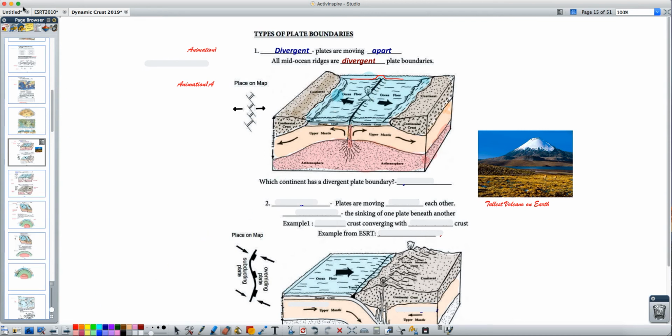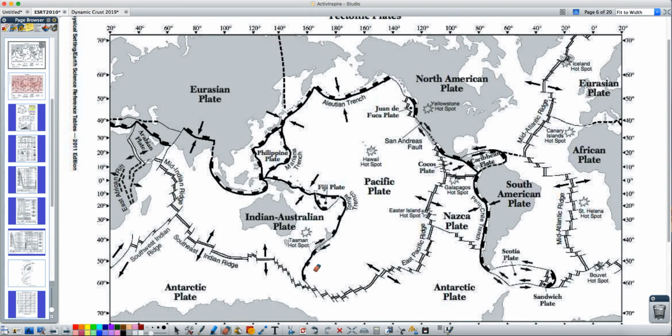So on your ESRT, just a quick look-see. You look around, these are the symbols we're talking about, right along here. East Pacific Ridge, right there. Southeast Indian Ridge, right here. And your Mid-Atlantic Ridge. These are all the divergent boundaries we're talking about, where those mid-ocean ridges are.